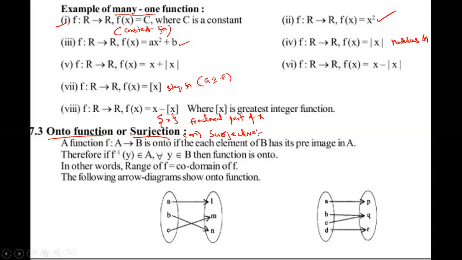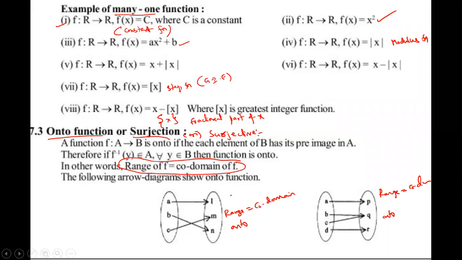Surjective. Okay, what is the meaning? Simple definition. What is the simple definition, dear students? Range is equal to codomain, then that is called onto. So in this case, see carefully. Range is what? LMN. What is the codomain? Both are same. So range is equal to codomain. So here also range is equal to codomain. That's why it is an onto function.